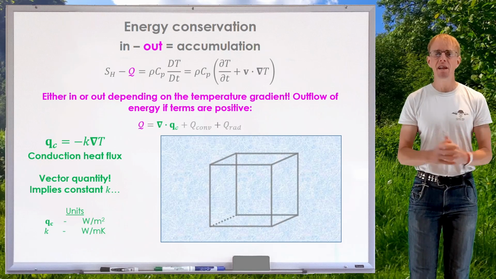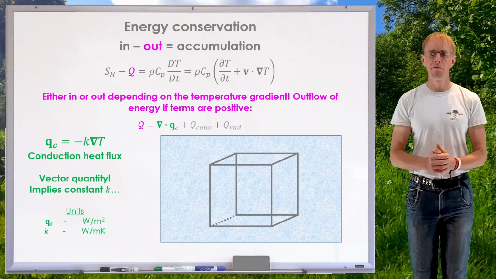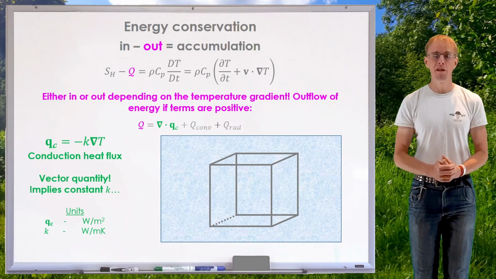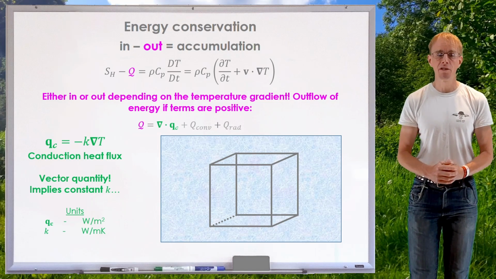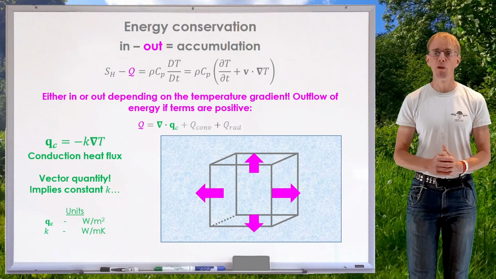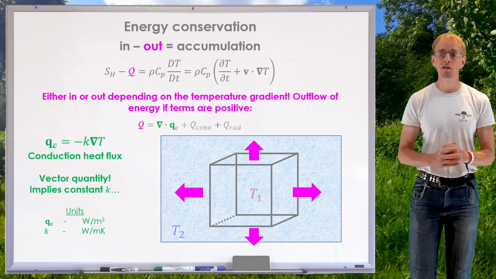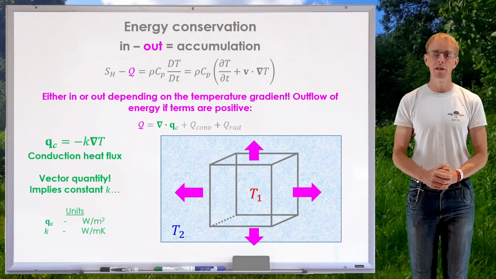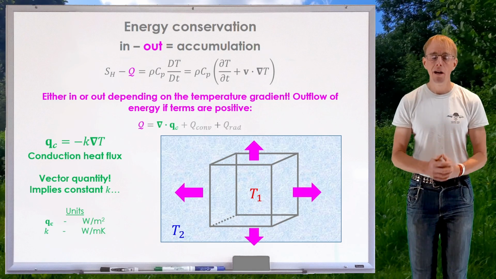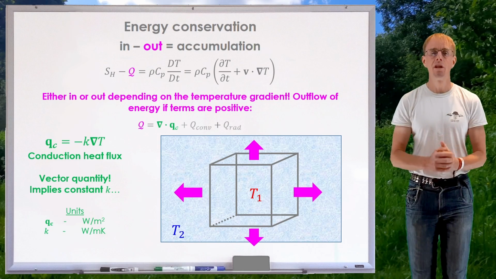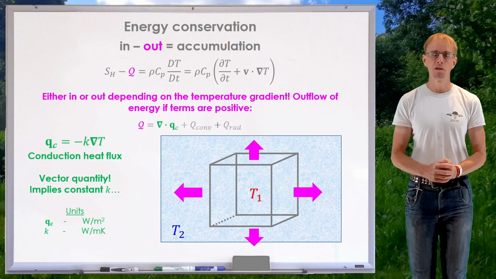The blue thing here is my bulk of material. My control volume sits entirely within that bulk of material. And what I'm going to say is, look, I've got heat transfer away from my control volume if the temperature inside my control volume is hotter than the temperature outside it. And that's positive heat transfer, so therefore it's an outward heat transfer process.